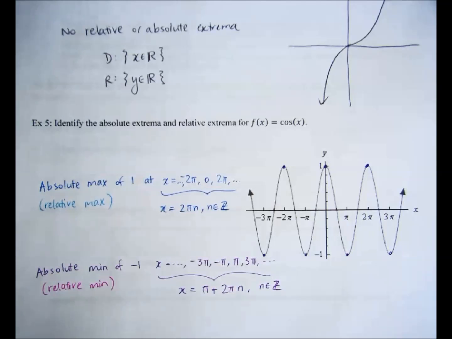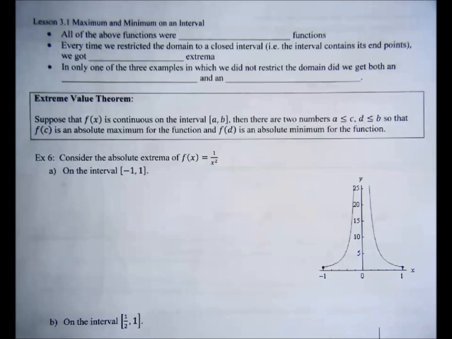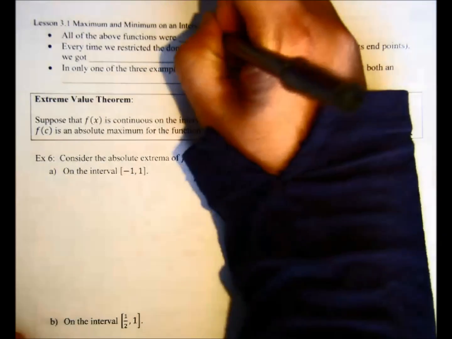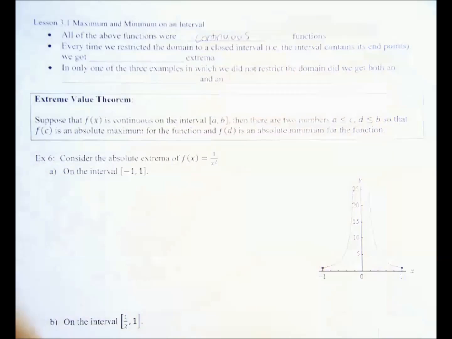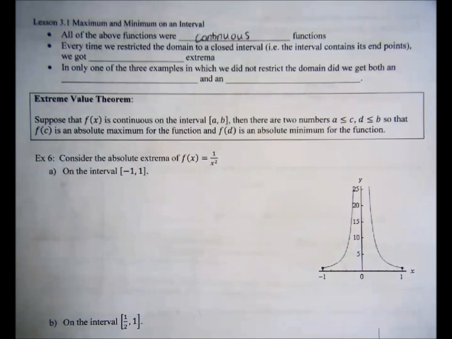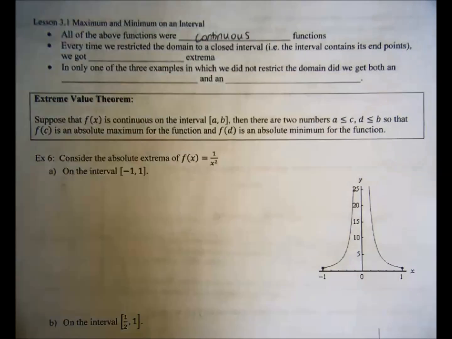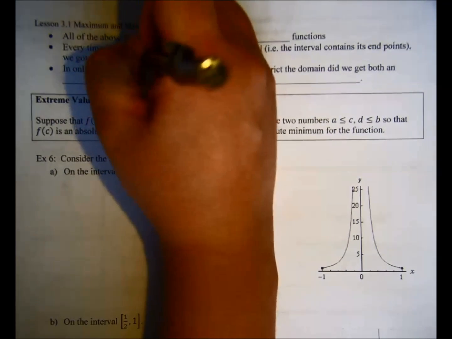Let's move on to page 3. Oh, sorry, let's move on to page 4. Just to summarize the results of the examples that we went over on pages 2 and 3, all of those functions that we considered were continuous functions, no gaps or breaks in the graph. And every time we had an example where the domain was restricted to a closed interval, meaning that we contained the endpoints in the interval, we ended up being able to find absolute extrema.